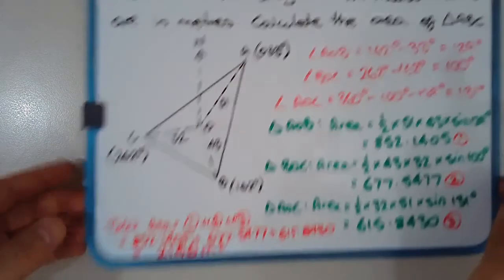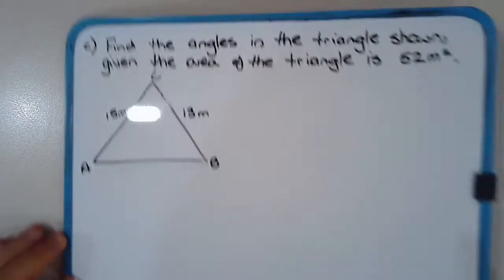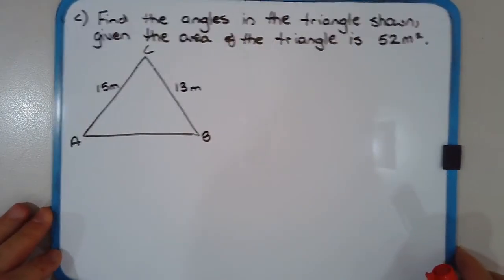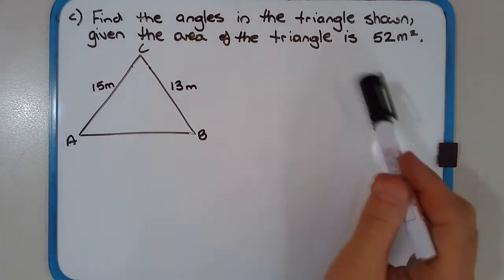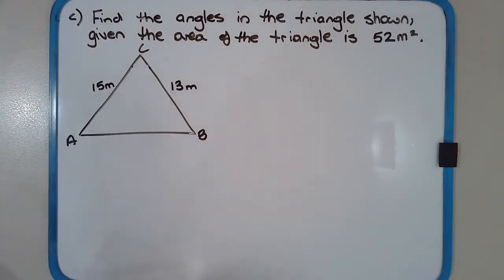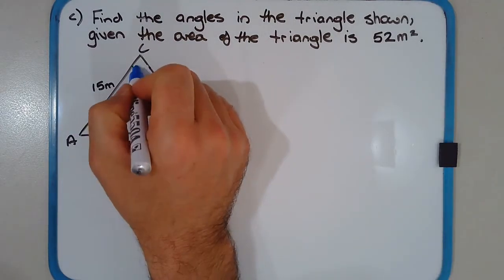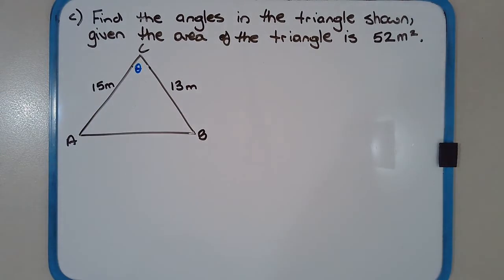Right. Let's have a look at one last example. Okay, it says find the angles in the triangle shown, given the area of the triangle is 52 square meters. Okay, and we'll just answer to the nearest degree. Actually, no, we'll answer the nearest minute, just to maintain some level of accuracy. All right, so this time around, we're given the area of a triangle, and we're given two known sides. The first angle we can find, hopefully, is fairly straightforward, right? Which is angle C there.